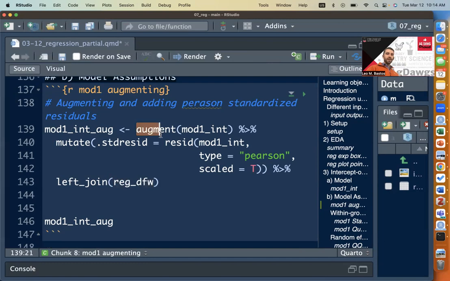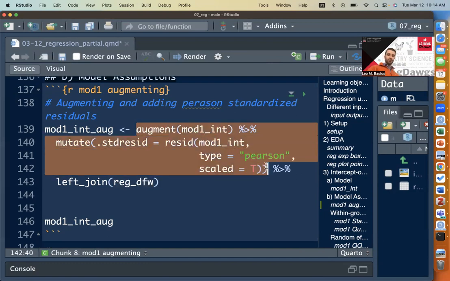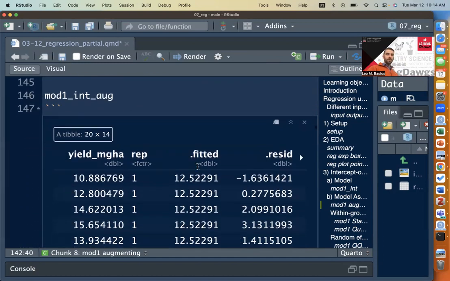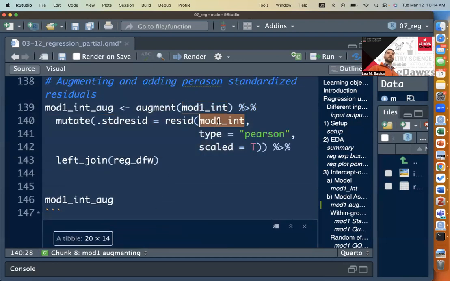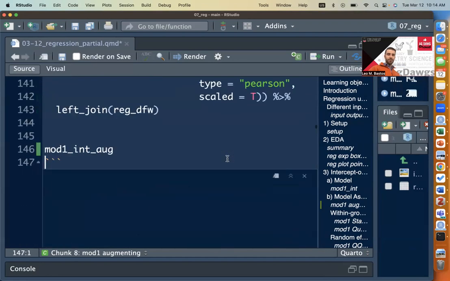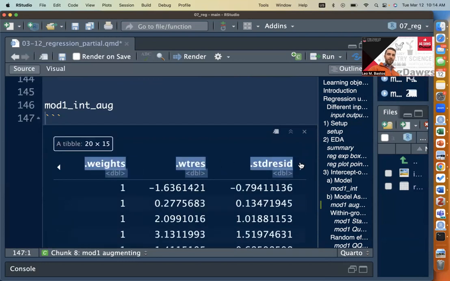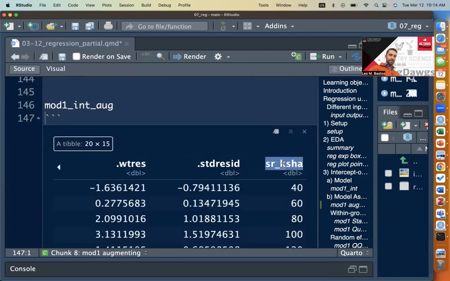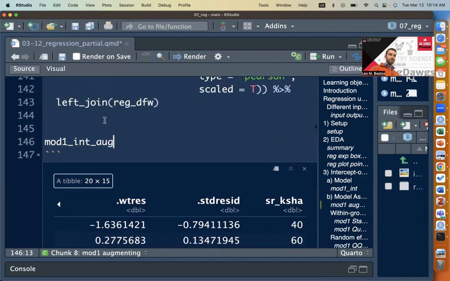The reason for that is because we did not have any, let me just run this for you to see. Running just the augment and the mutate, this is what we get. So we get the yield, the predicted yield, and the rep, but we do not get a column here for seeding rates. That's because this model did not include seeding rates. So for me to recover that seeding rate information, I'm just doing a left join to recover that in this model. If we run that and print it, you're going to see that seeding rate comes at the end, and that's because of this left join here.